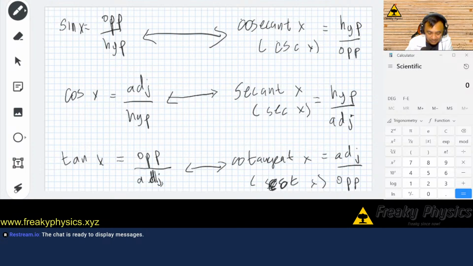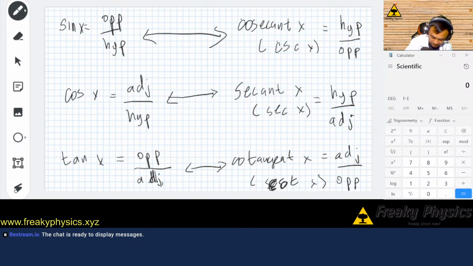Now what we're going to do is, instead of measuring, because normally when we do triangles, we measure the sides and then we measure the angle, right? With trigonometry, we measure the angle first and then we look for the side lengths from there.